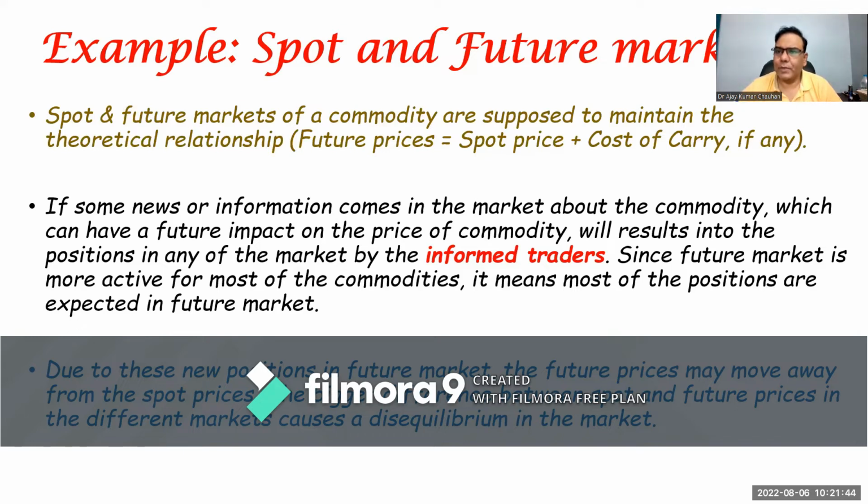Now if I ask a simple question, assume that there is a commodity X in the spot commodity market. Now the news is coming that there is a shortage of rain in the area where the production is going on. Shortage of rain means the production will be less, which means the price of the commodity is going to increase. If you have this information, you have two options. Number one, buy the commodity from the spot market, hold it and sell it when the price increases. So this is the easiest option.